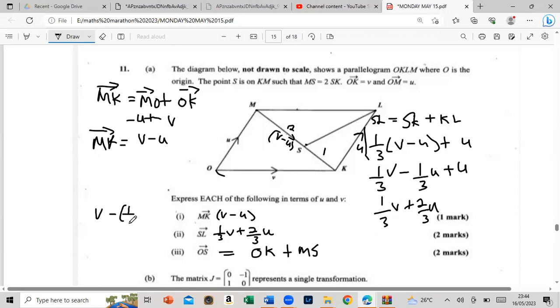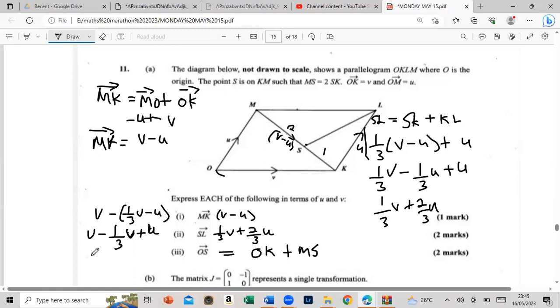So 1/3 V minus U. That's what this would work out to. So what could be minus times that would give us negative 1/3 V, and then a negative times a negative should give us positive U. My U's don't look very different from my V's, and that is so worrying.